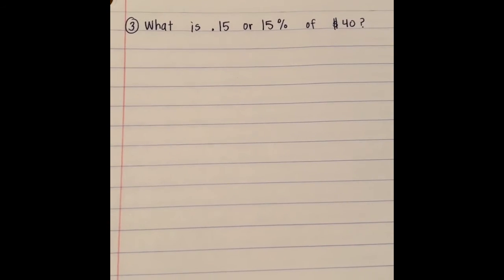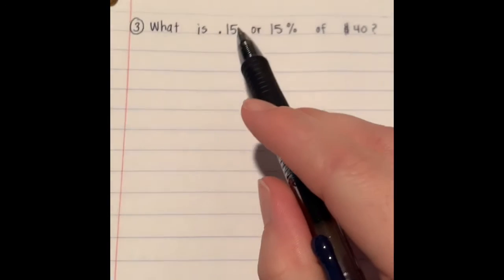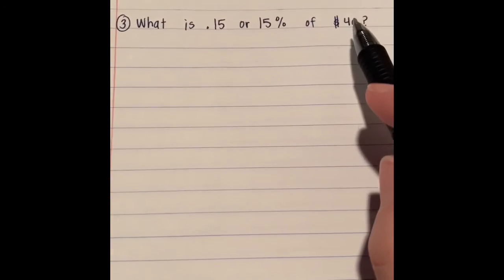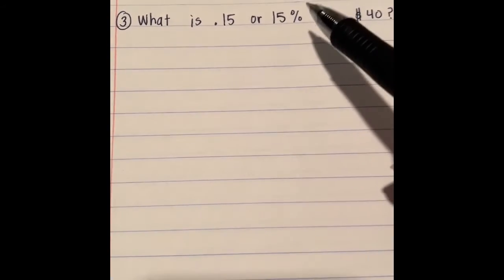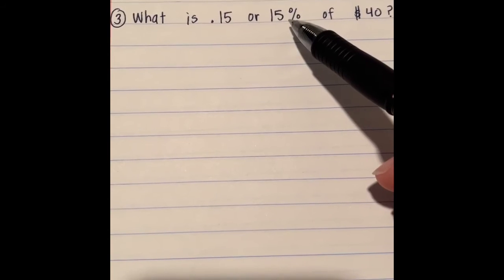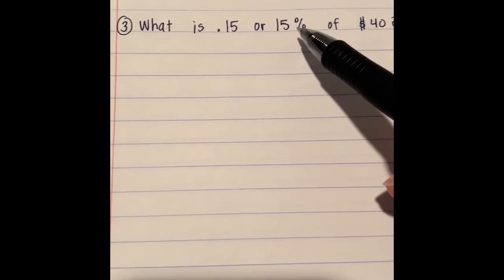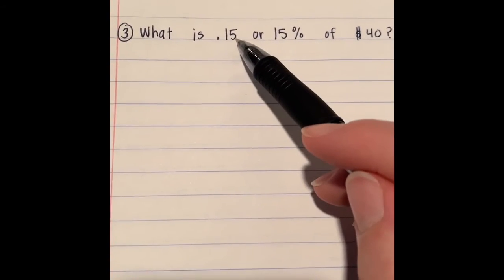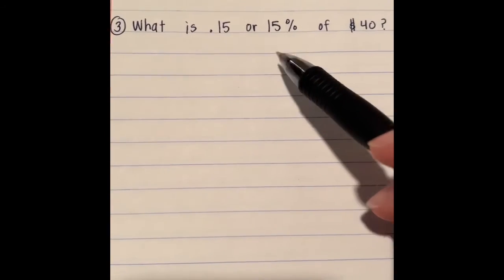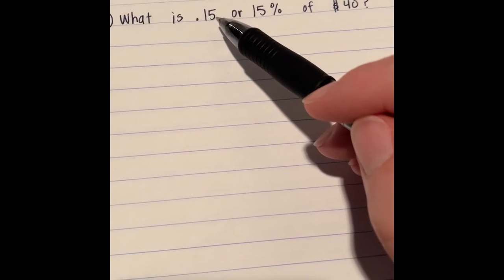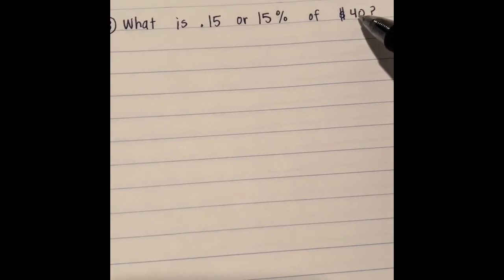Right, now our final example is asking us, what is 15 hundredths or 15% of $40? Now remember, 15 hundredths can be represented as a percentage as 15%. So 15 hundredths is equal to or the same as 15%. So we want to know, what is 15% or 15 hundredths of 40?